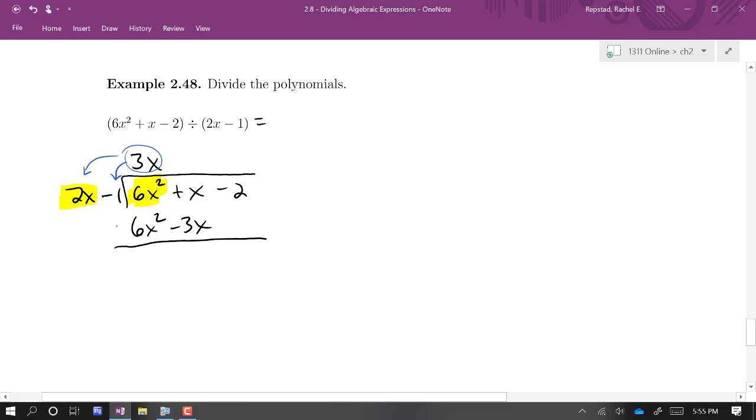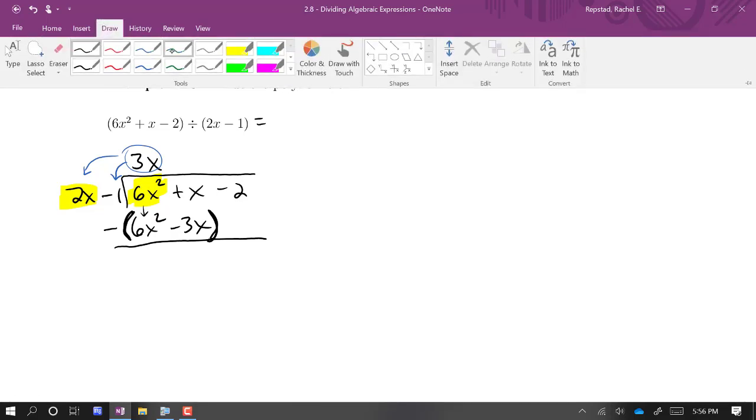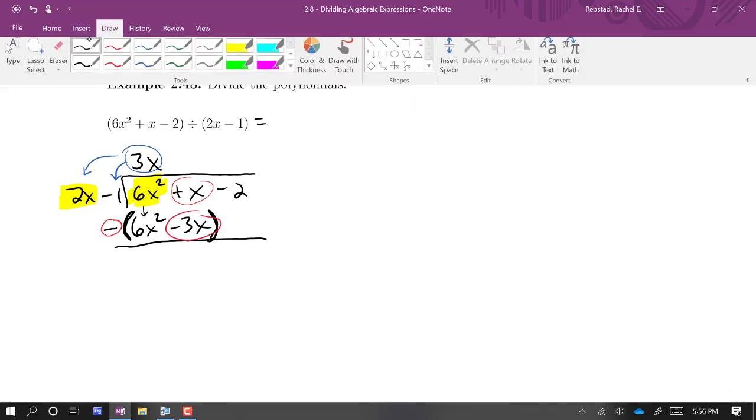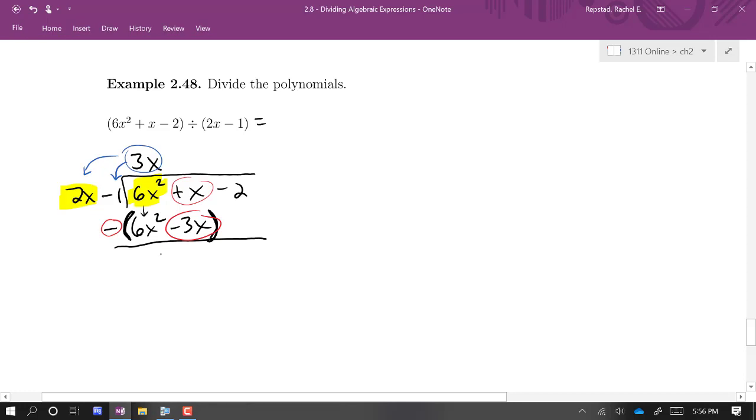Only have to make sure here, parentheses are absolutely crucial. I have to subtract the whole thing. So 6x squared minus 6x squared, that's 0. That is by design, right? We picked out 3x because that is exactly what would make us subtract 6x squared from itself. So that leaves nothing. And then what we have is x minus a negative 3x. So that's x plus 3x, or 4x. And then we bring down our next term, minus 2.